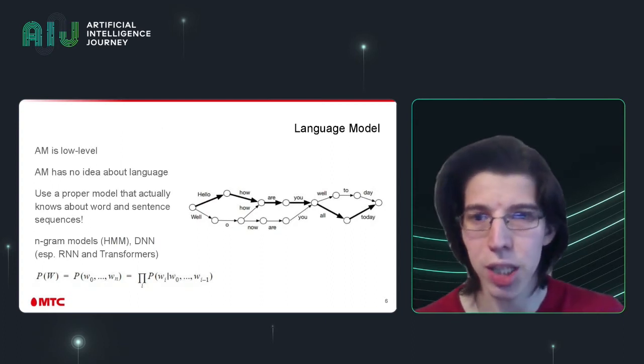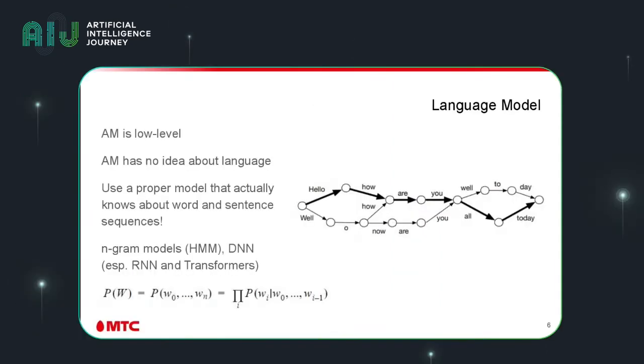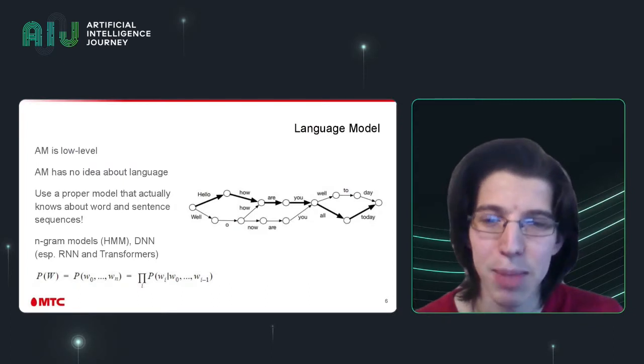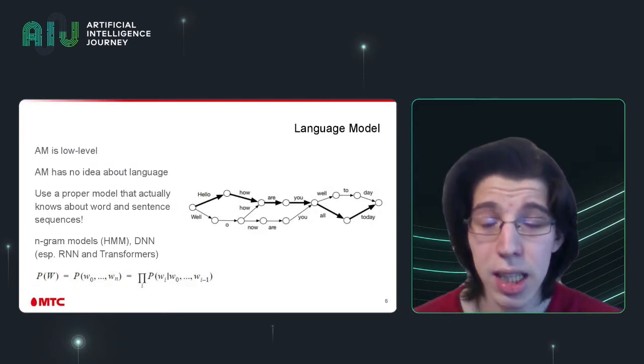Language model, as I said, the acoustic model is low level. It uses phonemes, which is the lowest level of the language. And if we want to produce something very useful, then just phonemes will not be sufficient, because it doesn't know much about the language, and enriching it with knowledge about the language provides a huge boost for your efficiency of recognition.